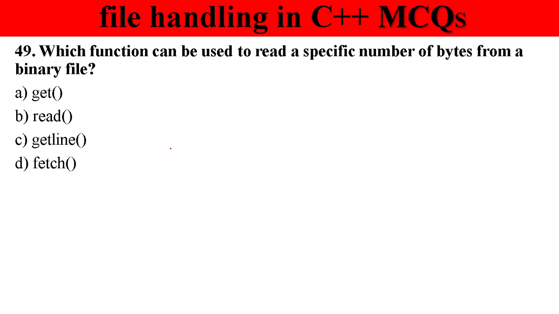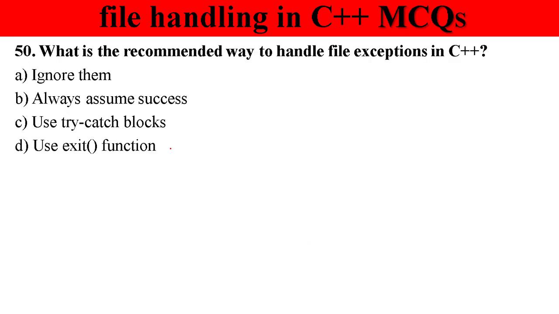Question number 49. Which function can be used to read a specific number of bytes from a binary file? A. Get function. B. Read function. C. Getline function. D. Fetch function. B. The read function is used to read a specific number of bytes from a binary file.